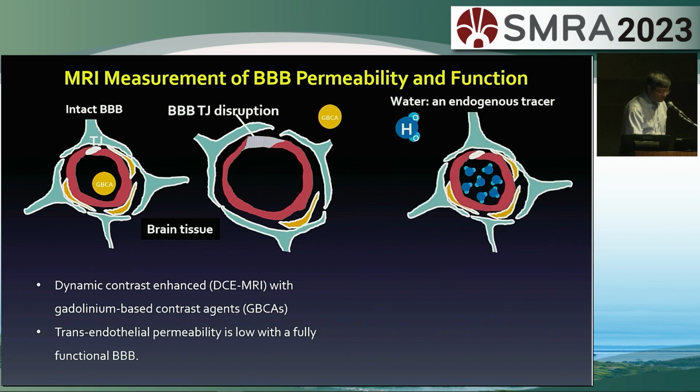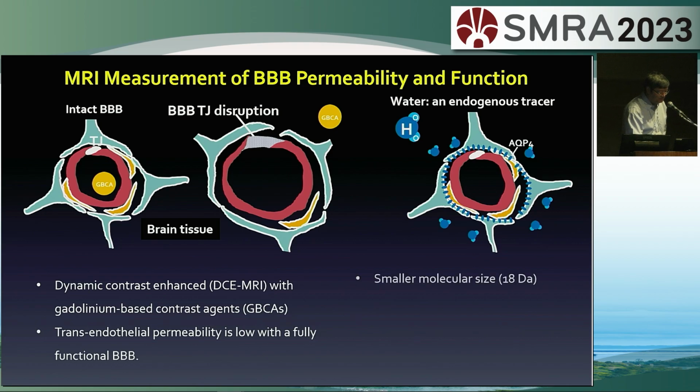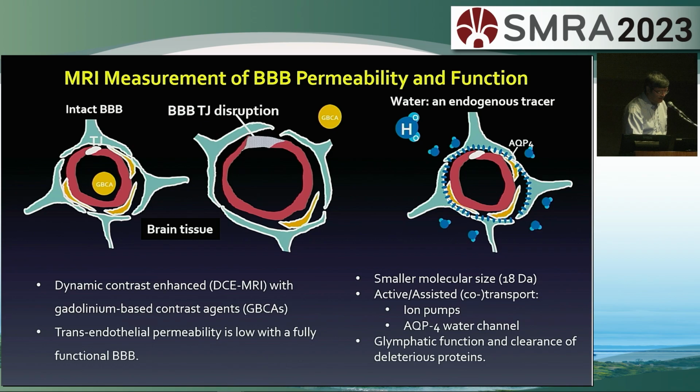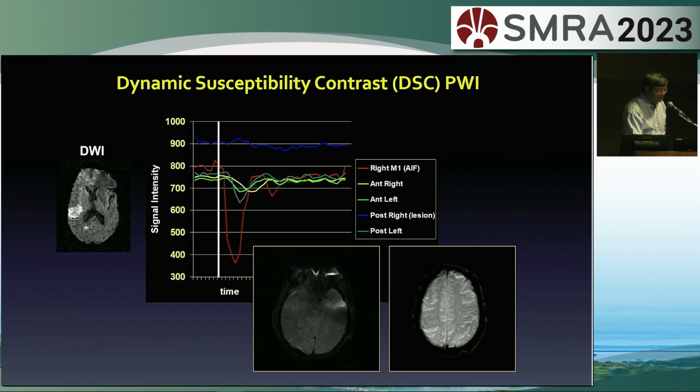Another way, which in recent years has had really growing interest, is using water as an endogenous tracer. Water is a small molecule, and there are many routes for it to cross the blood-brain barrier, and it's linked especially to the AQP4 water channel function and the lymphatic system, which I will talk about later.